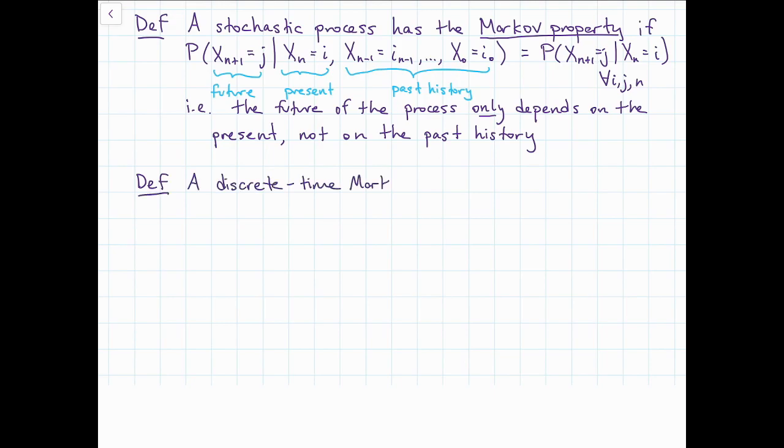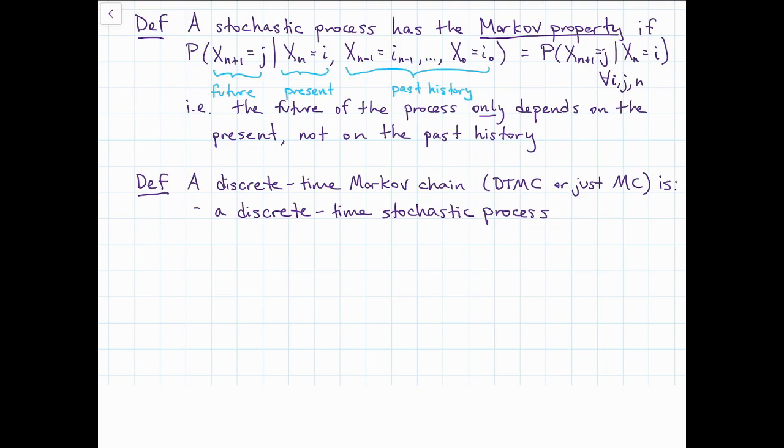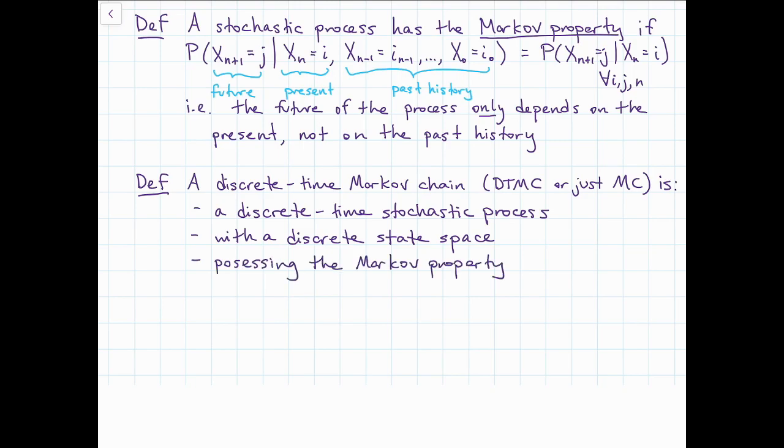So formally, a discrete time Markov chain, which we could call a DTMC or just an MC for short, is going to have the following three conditions. First of all, it has to be a discrete time stochastic process. So that means it's indexed by time. There's values x0, x1, x2, x3, etc. Second, it has to have a discrete state space. So each of those xn's has to be a discrete random variable, with a countable or finite range. And finally, not surprising based on the name, it has to have the Markov property. So those are the three conditions of any discrete time Markov chain. We have to have those: discrete time, discrete state space, and the Markov property.